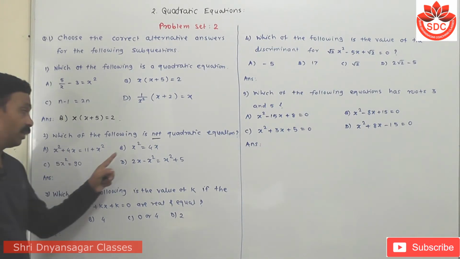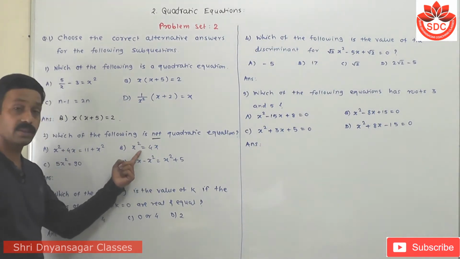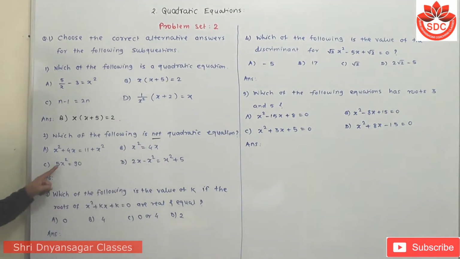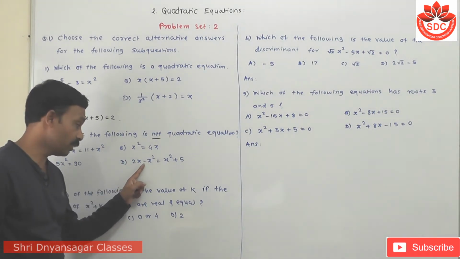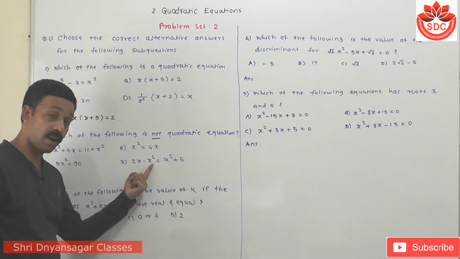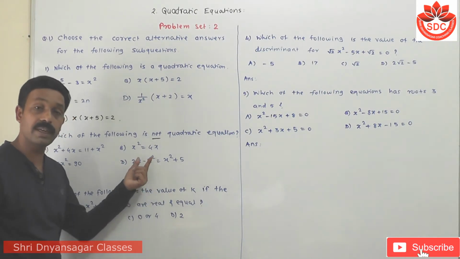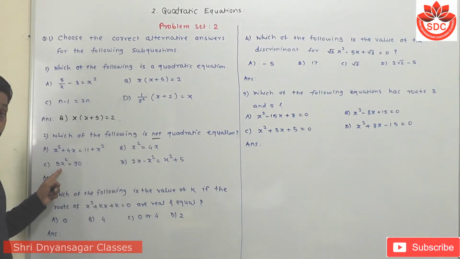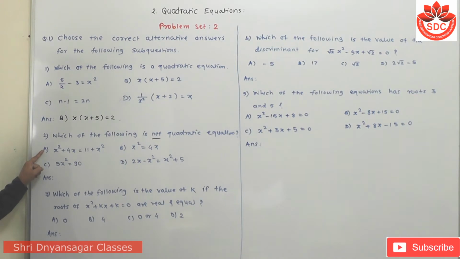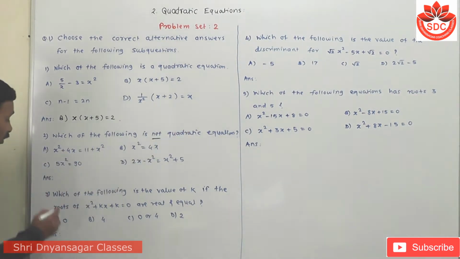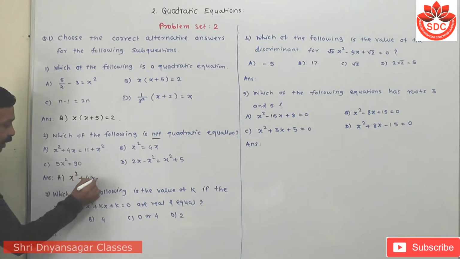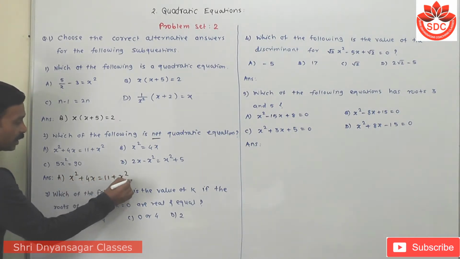Now look carefully, when we transpose here, then x square minus 4x is equal to 0. It is a quadratic equation. Here also when we transpose it, it is also a quadratic equation. Now observe carefully this one, D. When we transpose here, minus twice x square, meaning the index is also 2, so this is also a quadratic equation. These three are quadratic equations. Only A is not a quadratic equation, and the question is which is not a quadratic equation. So our answer is A. Which one is x square plus 4x is equal to 11 plus x square.